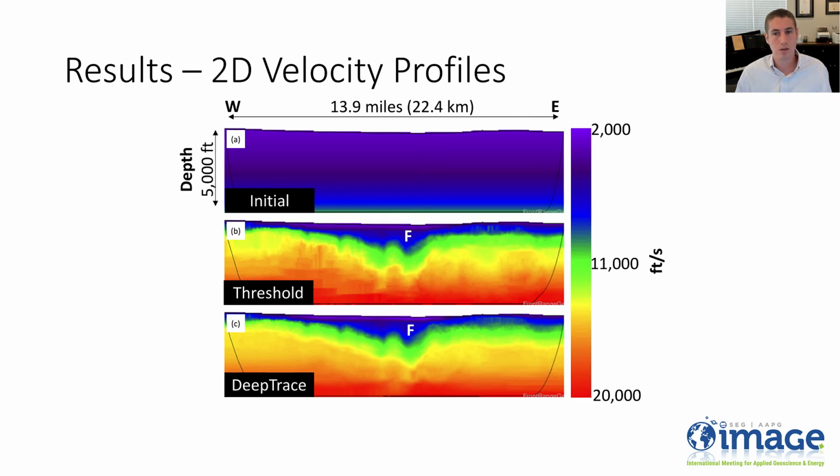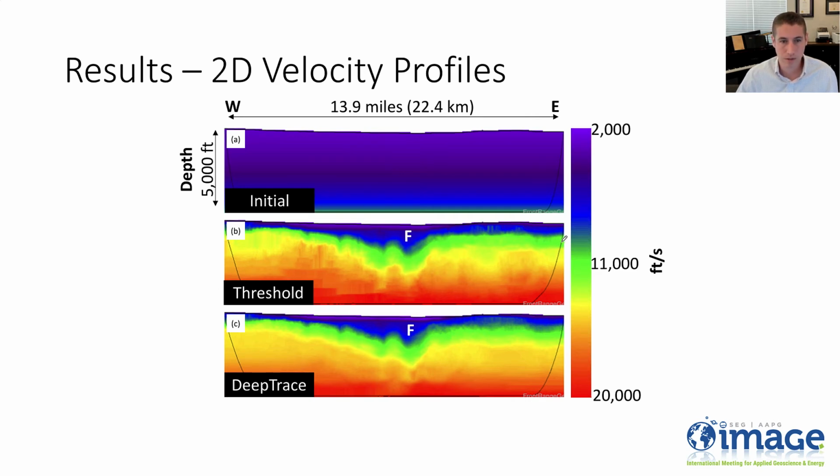So here I'm showing 2D velocity profiles over this fill zone for the initial velocity and the final velocity. The starting velocity model is shown on top, mostly purple, and it's pretty slow at around 2,500 feet per second, generated from our very first rough move-out velocity picks. The final velocity models from both the threshold and the deep trace approaches are shown here also. So here, B is the threshold and C is deep trace.